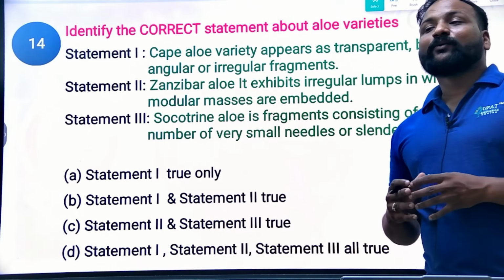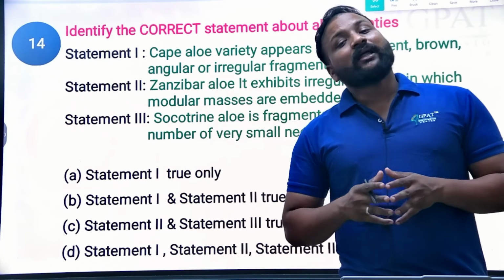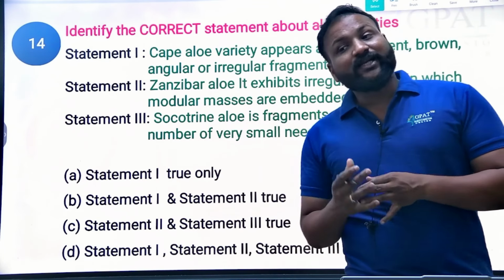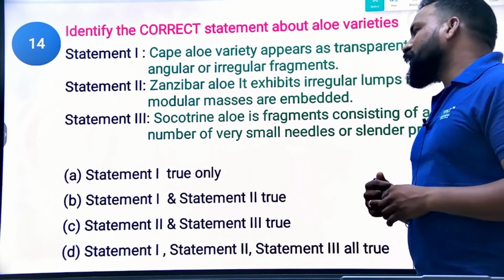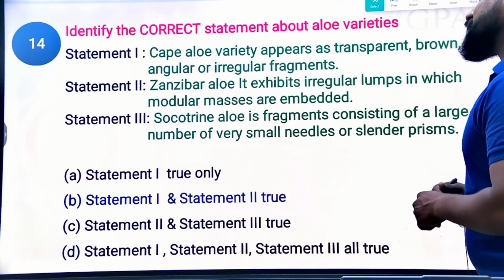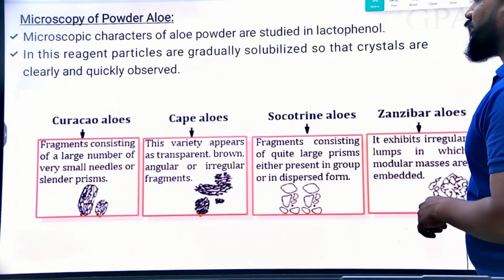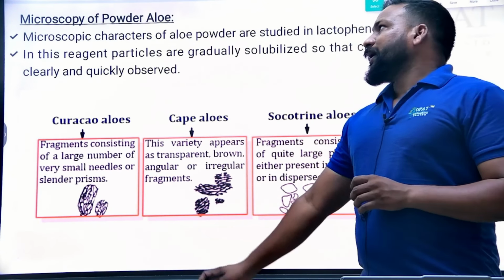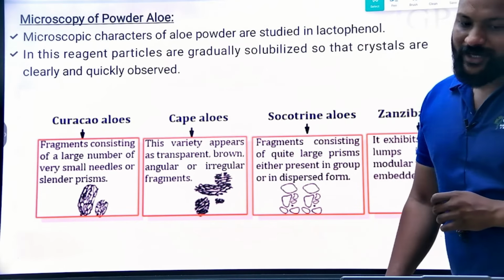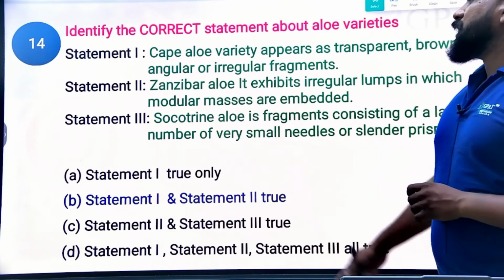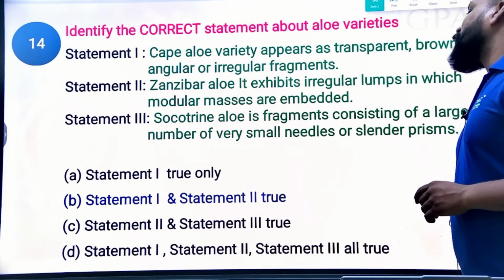While you are covering the Aloe barbadensis species, Liliaceae family, that glycoside, you should definitely know the difference between the different species of aloe. So the right answer will be option B. Statements 1 and 2 are correct, only 1 and 2 are correct. Clear? And what statement is wrong here? Statement 3, Socotrine aloe is fragments consisting of a large number of small needles.